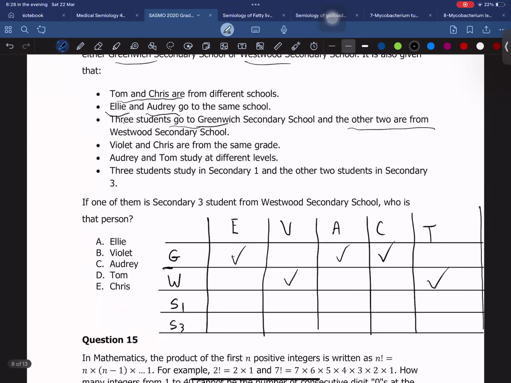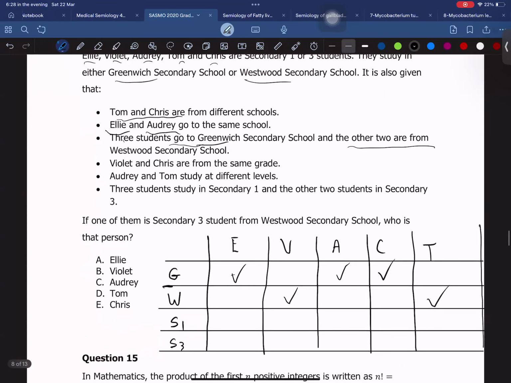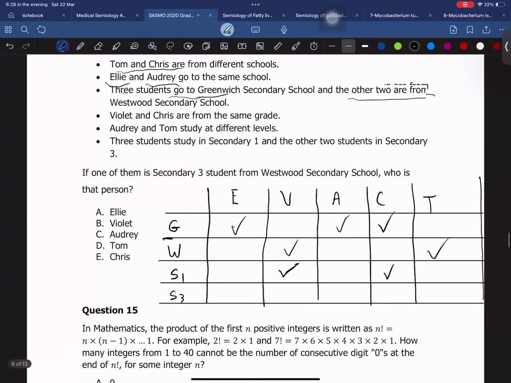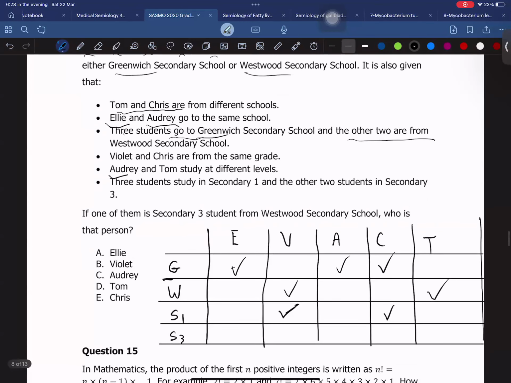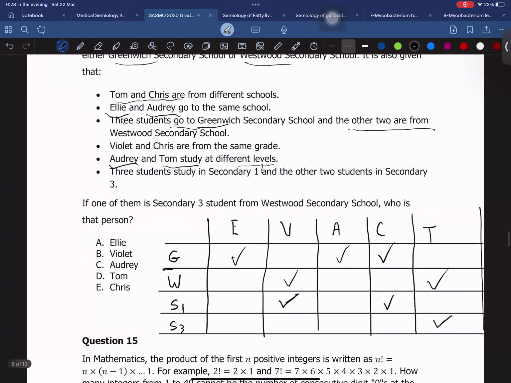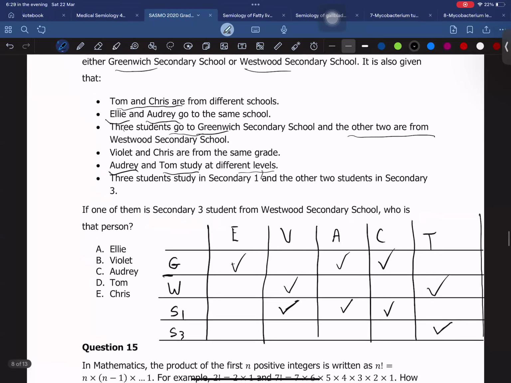Violet and Chris are from the same grade. So we can see here they are both from the same grade. What if Chris is from secondary 1? If Chris is from secondary 1, Violet is going to be from secondary 1 too. And what else? Andre and Tom study at different levels. So what if Tom studies in secondary 3? If Tom studies in secondary 3, Andre is going to study in secondary 1.